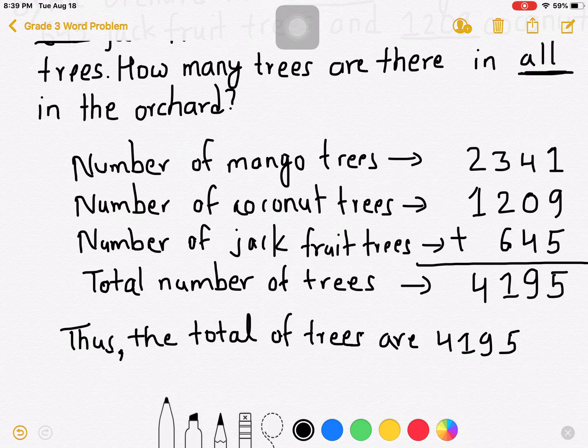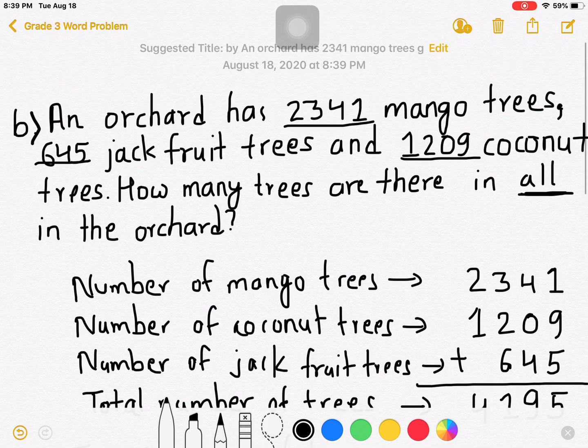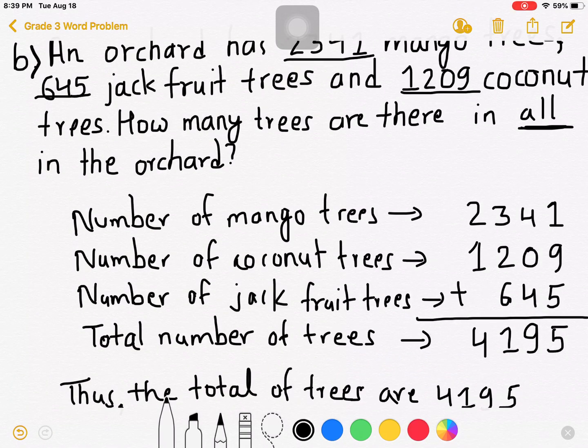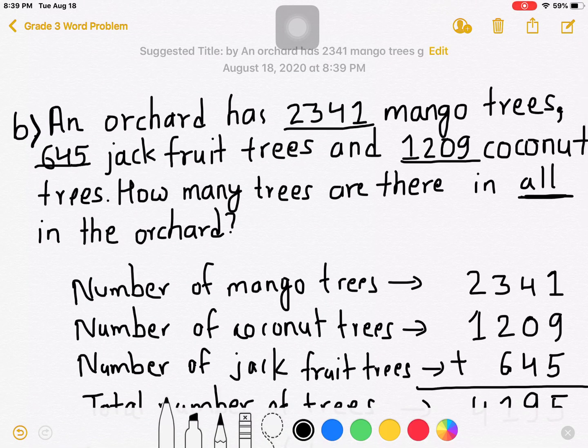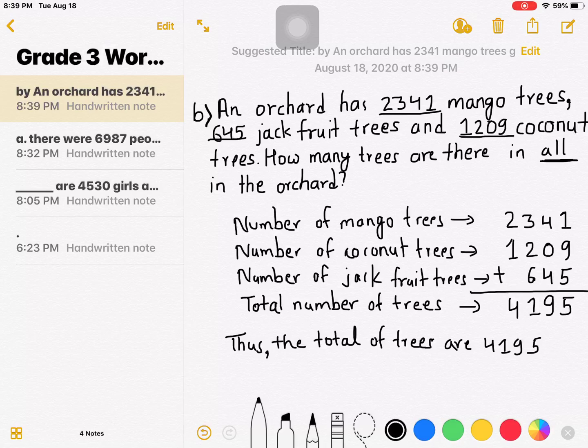We have identified the statement, we have identified the question which we have to find out, and we have identified the operation which we are going to do, that is addition. Now at last we have given the conclusion. This is how we solve the word problems. Understood? We have done question number A, question number B. Now it's time to do question number C.